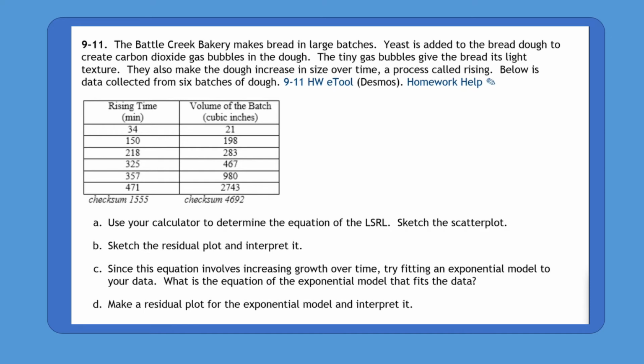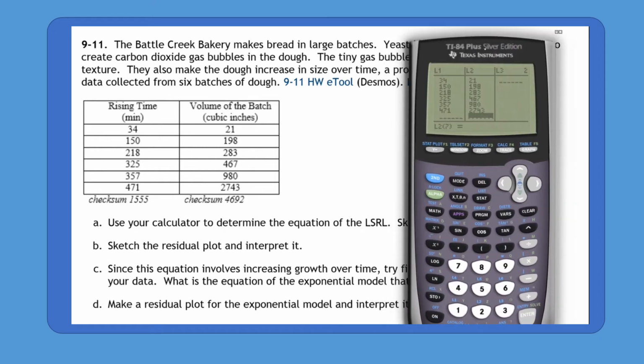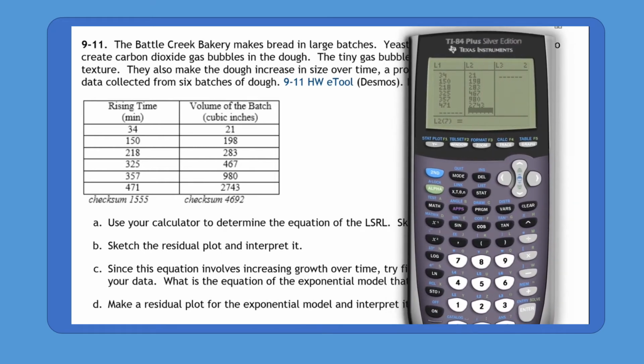Below is data collected from 6 batches of dough, and you can see that there's rising time in minutes and the volume of the batch in cubic centimeters. So as time passes, the volume of the batch of dough definitely is getting larger and larger. So the first thing says, use your calculator to determine the equation of the least squares regression line and create a scatter plot. So I've already entered the data in this particular calculator, and from it I'm going to go ahead and view the scatter plot.